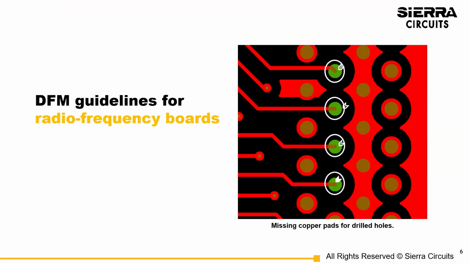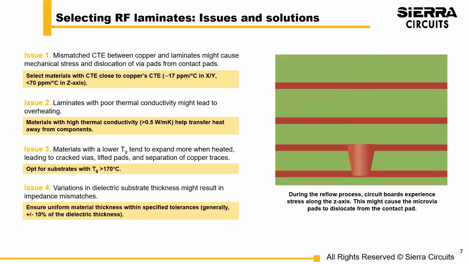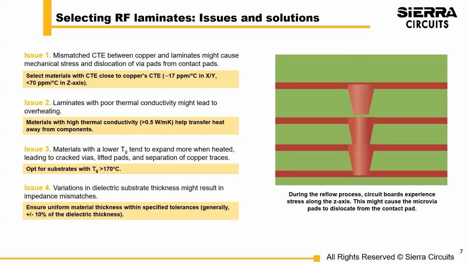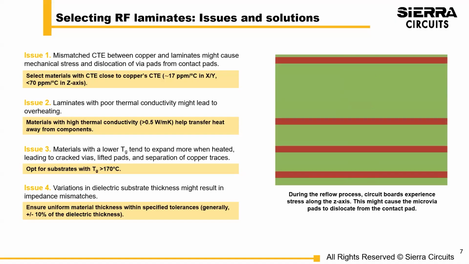Let's discuss a few DFM guidelines for radio frequency boards now. Mismatched CTE between copper and laminates often result in via pad dislocation from the contact pads. To minimize this risk, you can choose materials with a CTE that is close to copper, around say 17 ppm per degree Celsius in the X and Y direction and under 70 ppm per degree Celsius in Z direction.